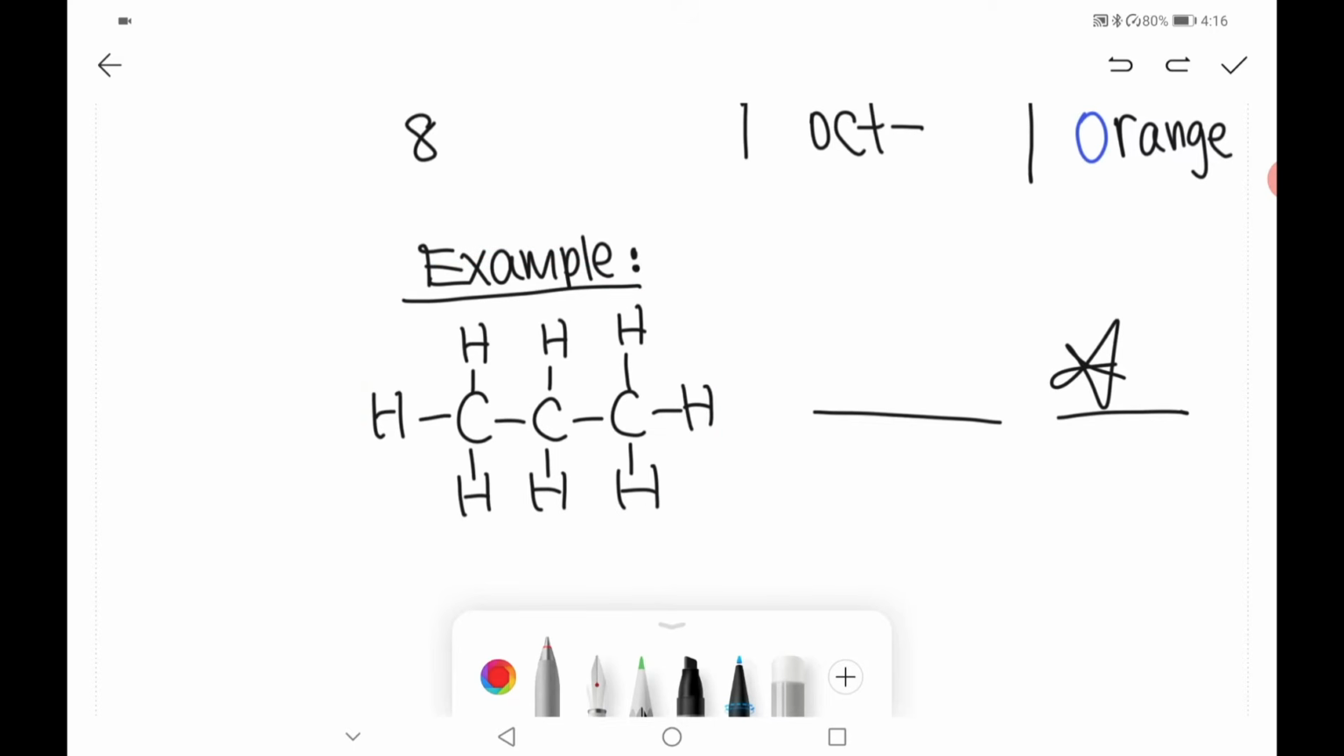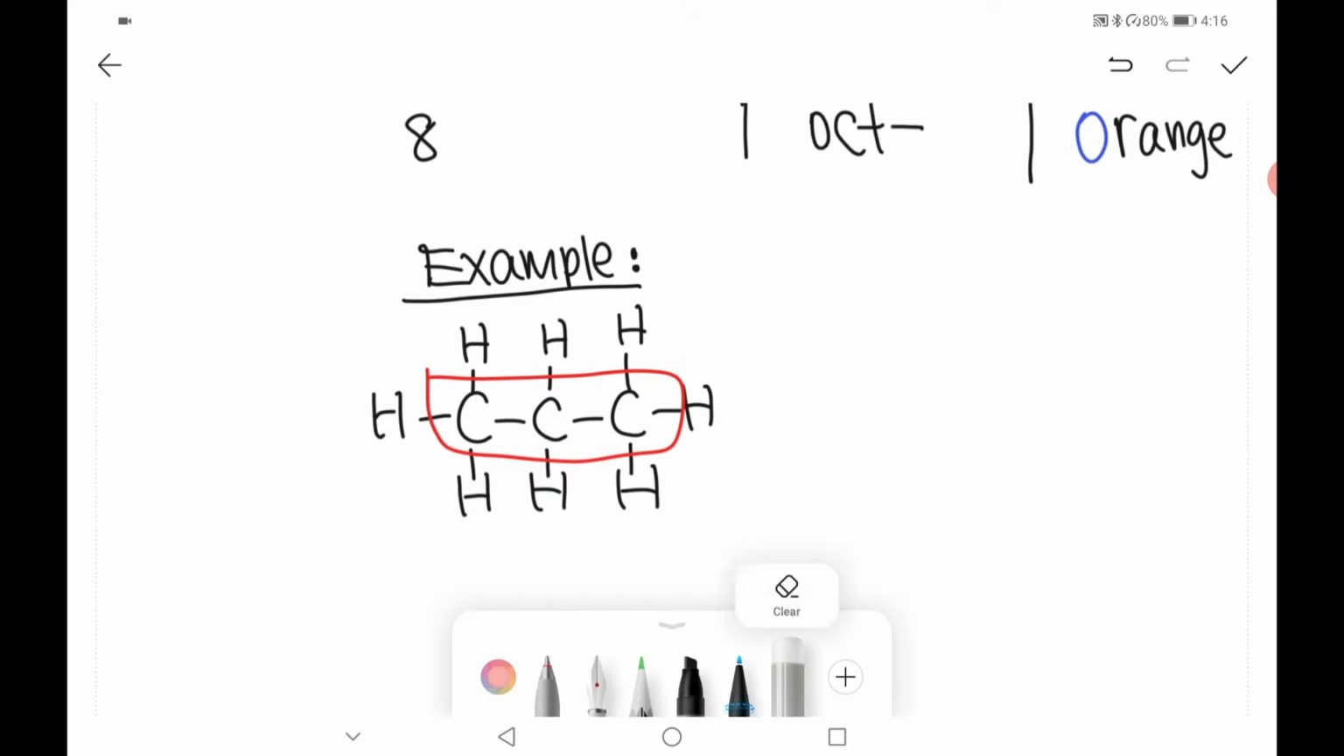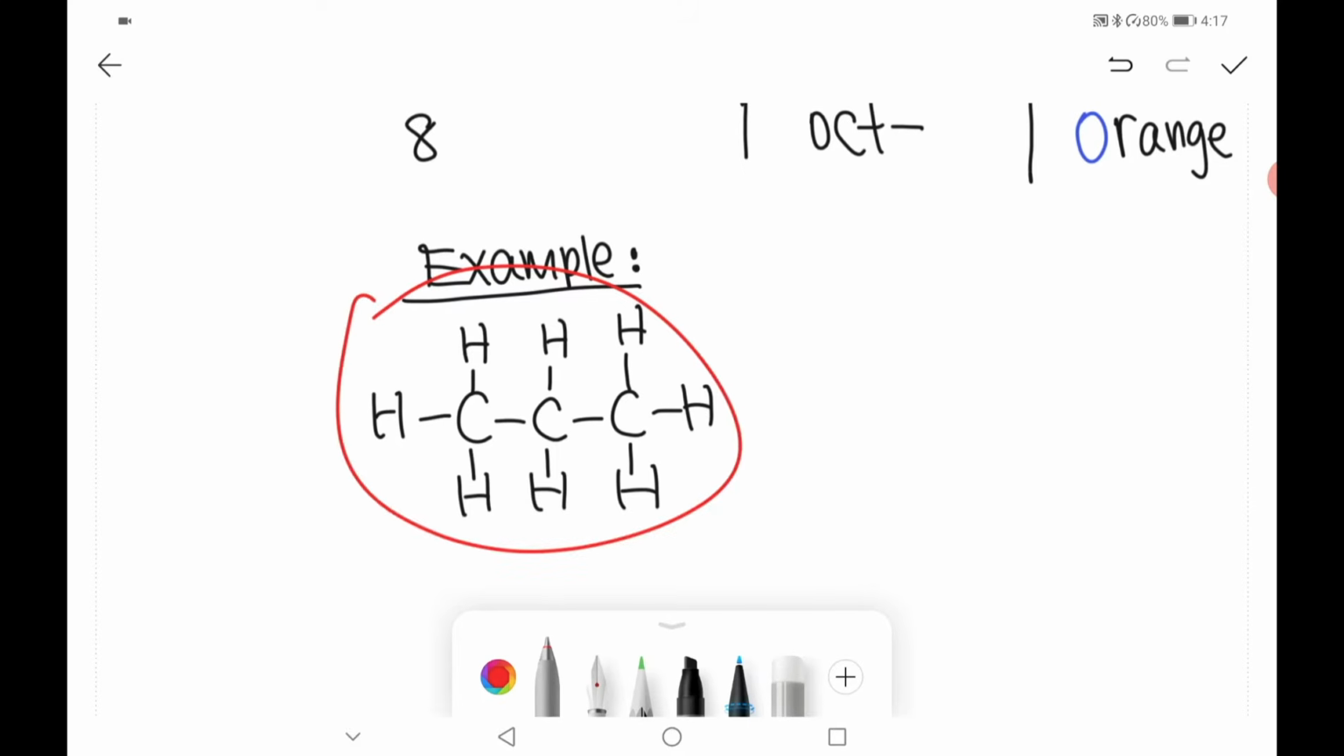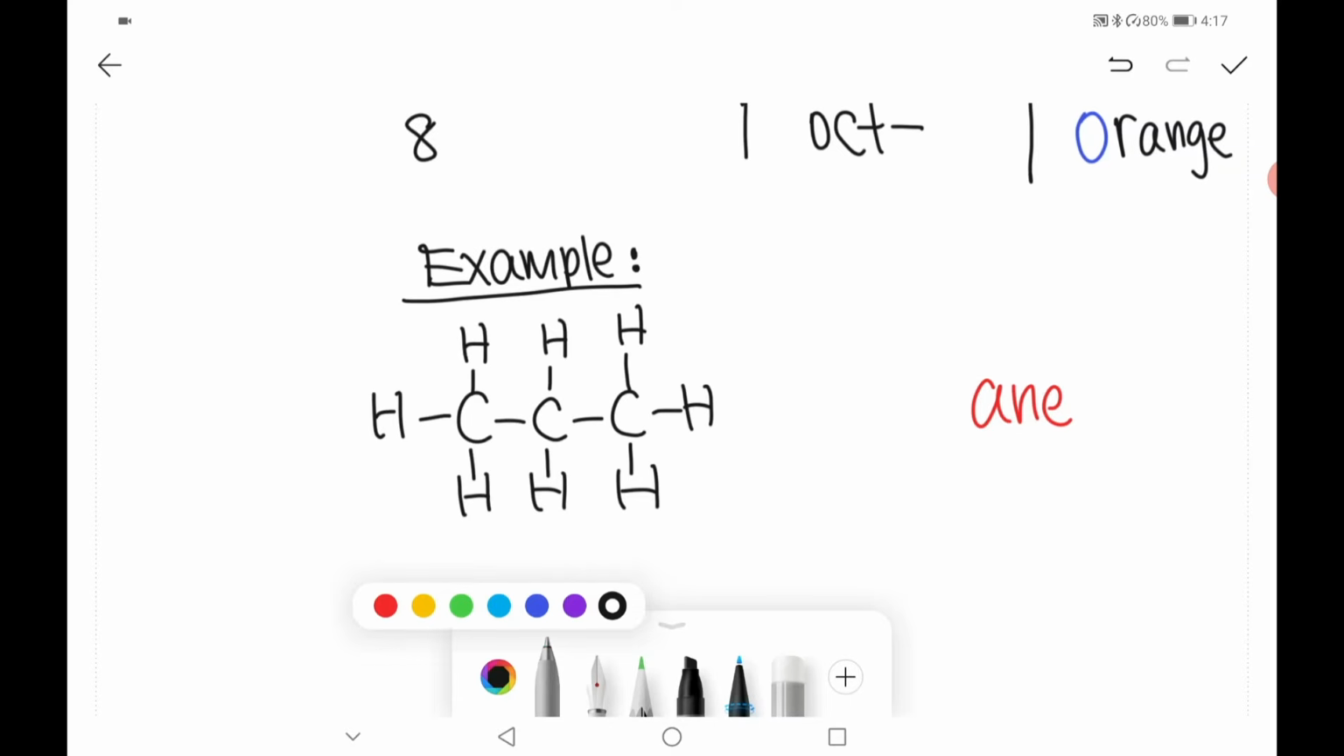So what is the functional group? All the carbons are single bonds. When all the carbons are single bonds, we know that this is alkane. So when I know this is alkane, I will let the name finish with ane. That's it. Okay, next one.